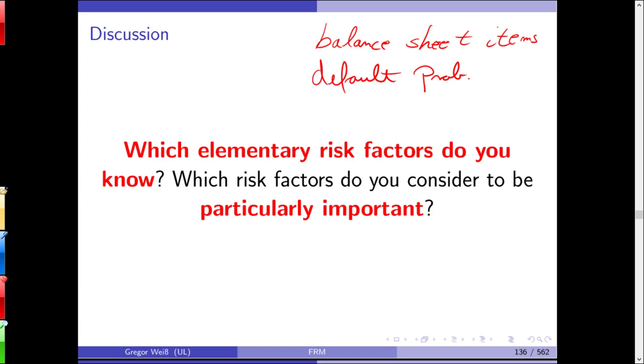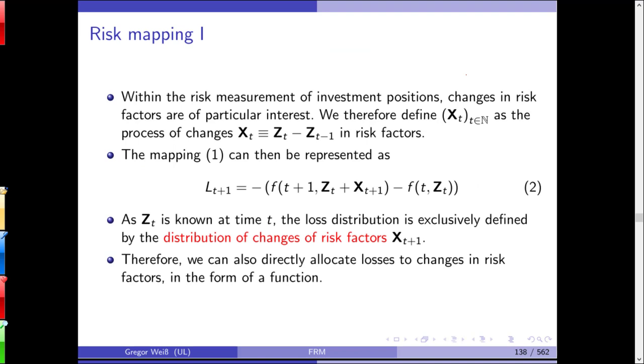So let's turn to risk mappings. First, we know that we have risk factors Z_t, and we define X_t as the difference in the risk factor. What could that be? It could be that, for example, we have an interest rate, r_t, and we have r_{t-1}. And if, for example, the interest rate increases from 3 to 4%, we know X_t is plus 1%. So the change in the risk factor is noted here as X.